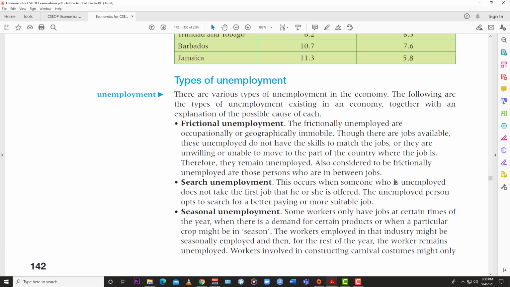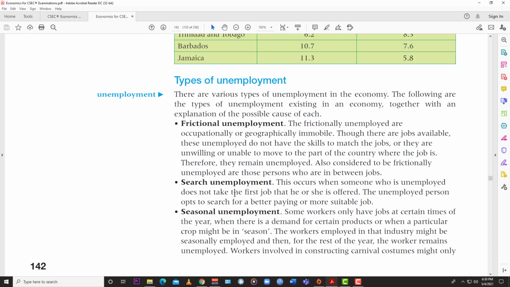This occurs when someone who is unemployed does not take the first job that he or she is offered. The unemployed person opts to search for a better paying or more suitable job. And so this one is a little offshoot of the frictional unemployment. This is an offshoot of it, but they give it its own little definition.